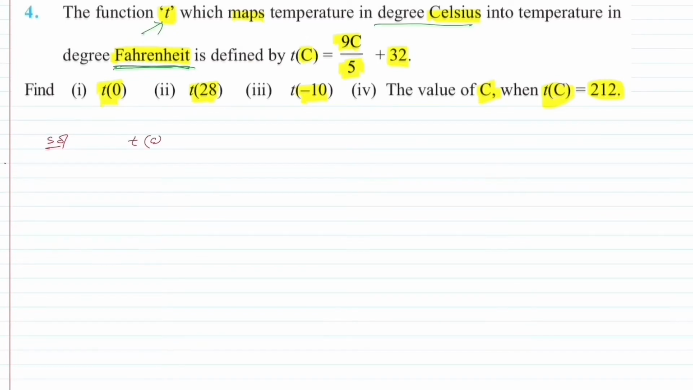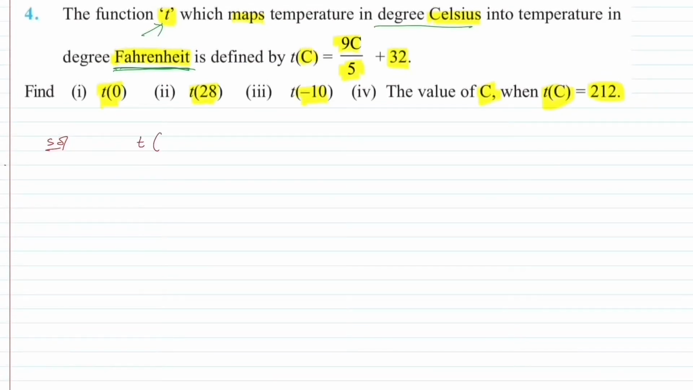So here T of C gives 9C divided by 5 plus 32, isn't it? And the first one we need to find T of 0. It's like question number 3, just replace the C.